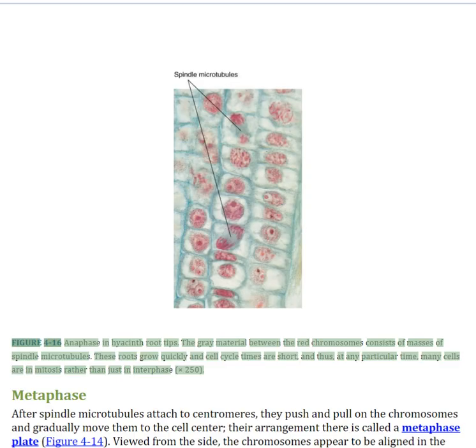Figure 4:16 Anaphase in hyacinth root tips. The gray material between the red chromosomes consists of masses of spindle microtubules. These roots grow quickly and cell cycle times are short, and thus, at any particular time, many cells are in mitosis rather than just in interphase.